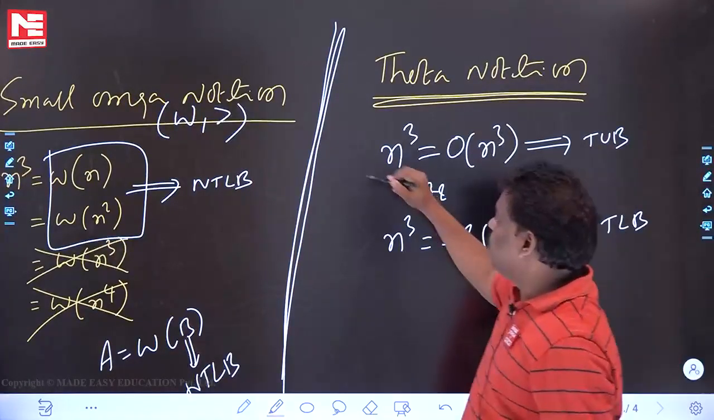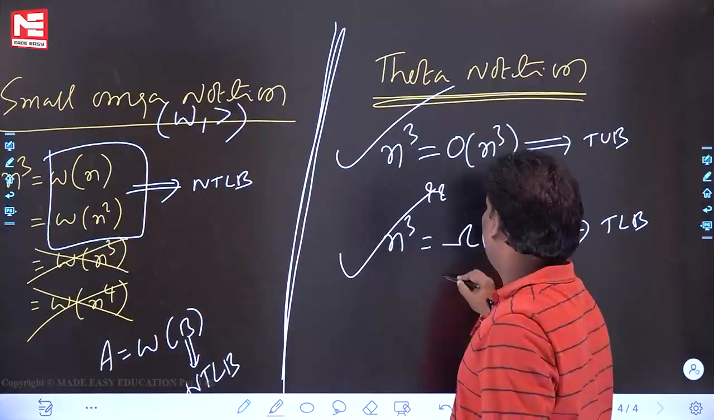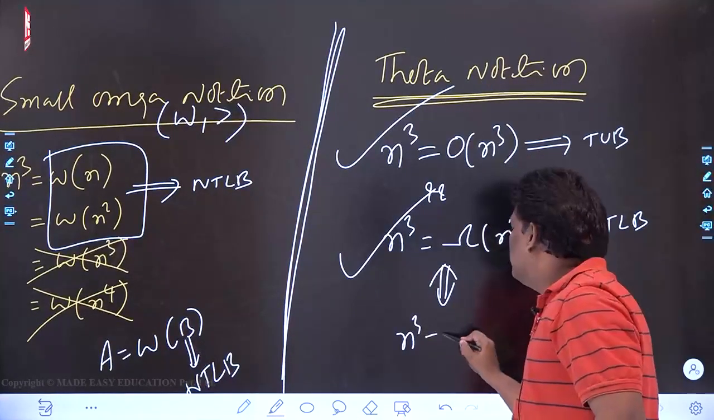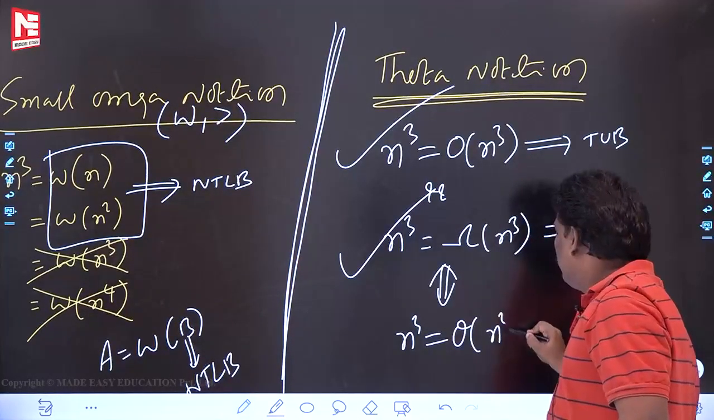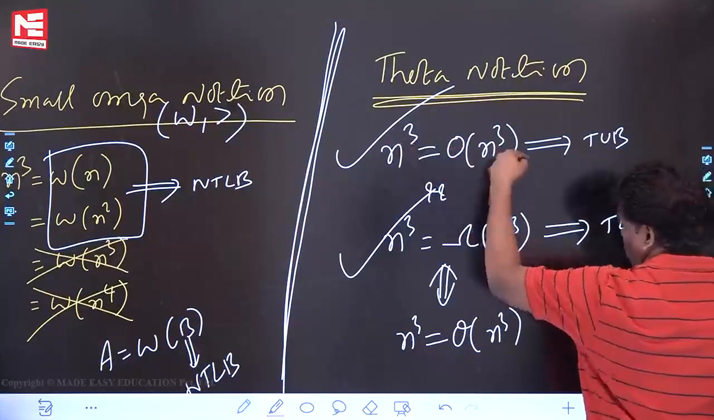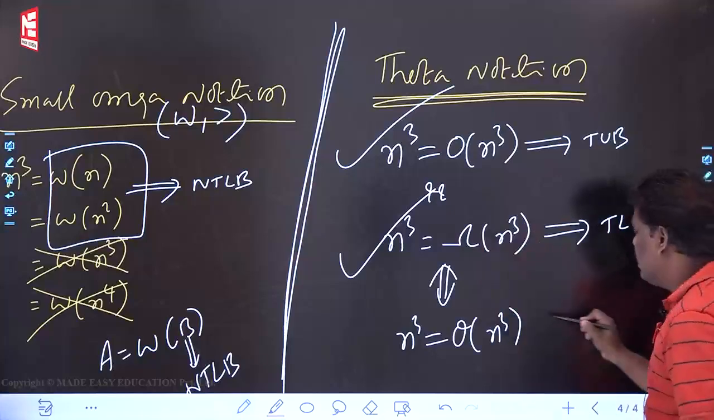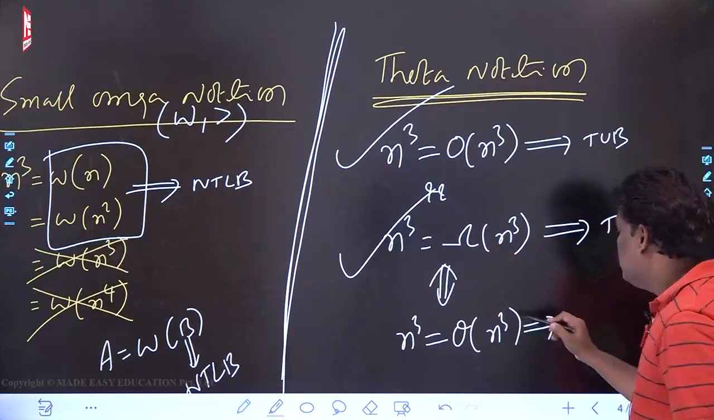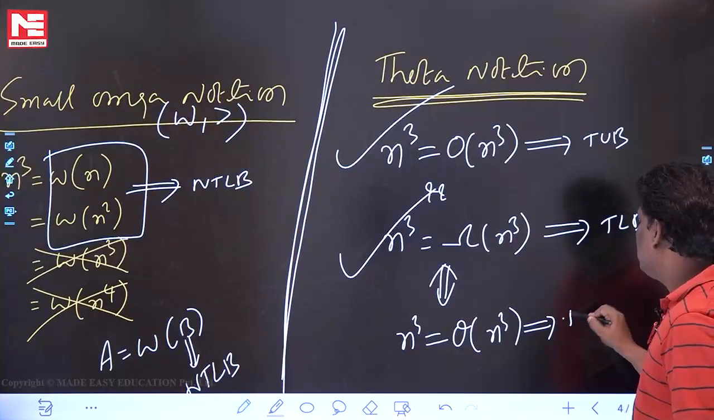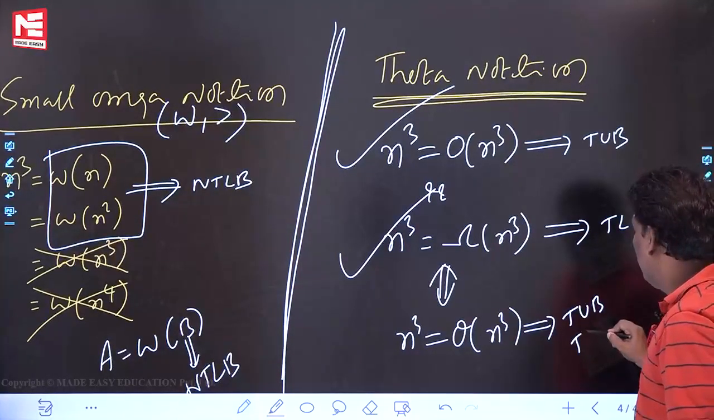So for both, big O is possible, omega is possible. Can you say what is the final conclusion? So n cube is theta of n cube. What is the meaning? Theta is possible. Big O is possible and omega is possible. Then I can say that this n cube, whatever is there, is going to be both the tightest upper bound and the tightest lower bound.